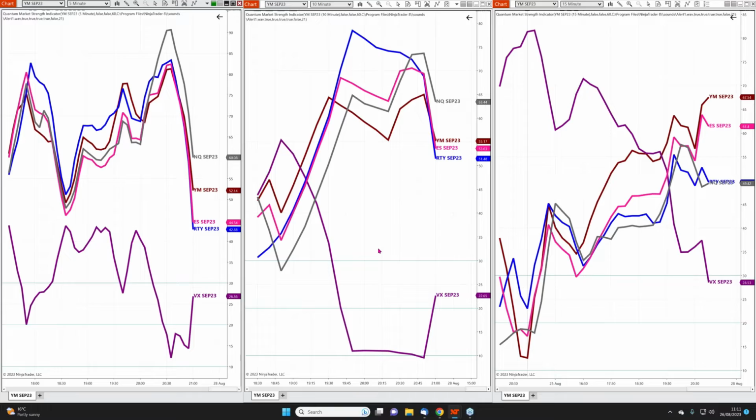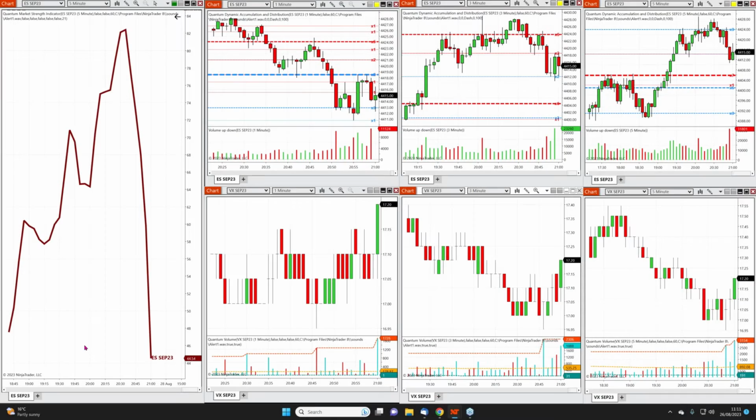Now, what I've also done here is to set up another workspace, which, as you'll see, breaks this out into one index. So let's do that now. And here we are. As you can see, I've reduced this to one market strength indicator on the left-hand side, which I've got set to 5 minute. And then I have 6 charts.